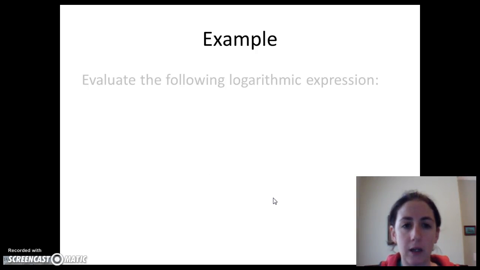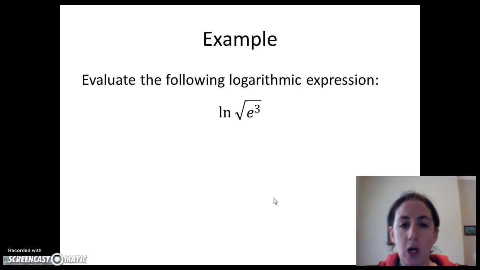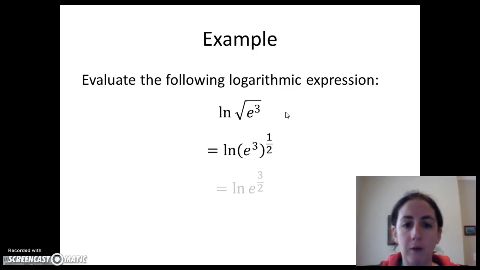Let's do one more. The natural log of the square root of e cubed. Remember, the base of the natural log is e, but again, we have to get rid of radicals and rewrite them as rational exponents. So the square root we would rewrite as 1/2. So now we have the natural log of e cubed to the 1/2 power. Power of a power, multiply those powers. Now the base of the logarithm and the base of the exponential function match. They cancel, and we're left with 3/2.